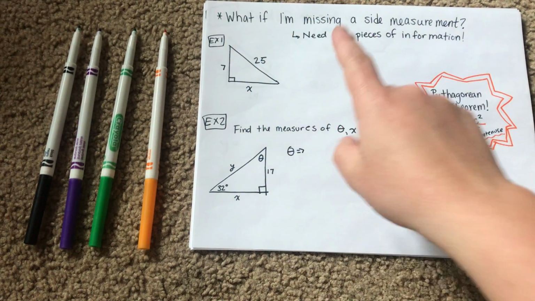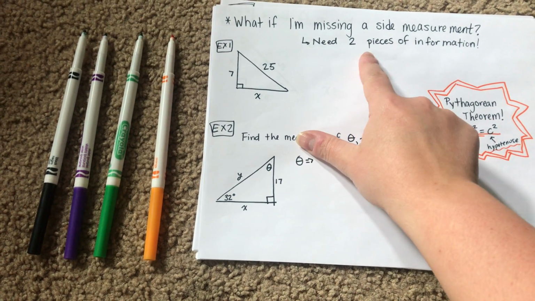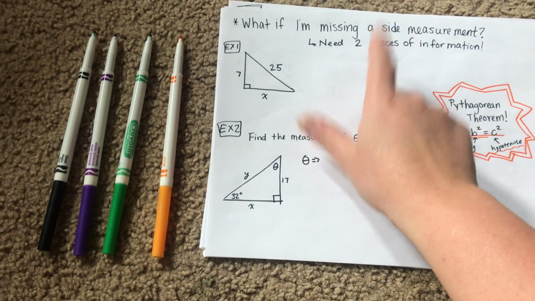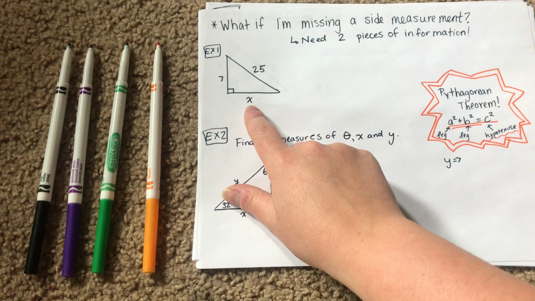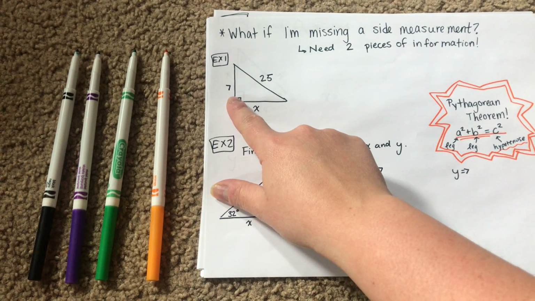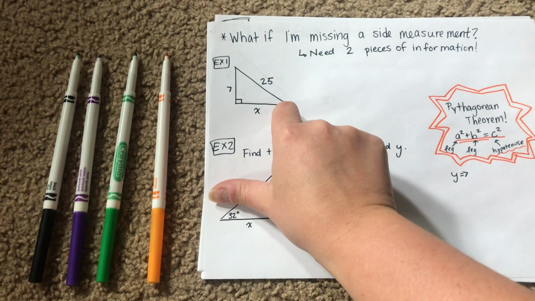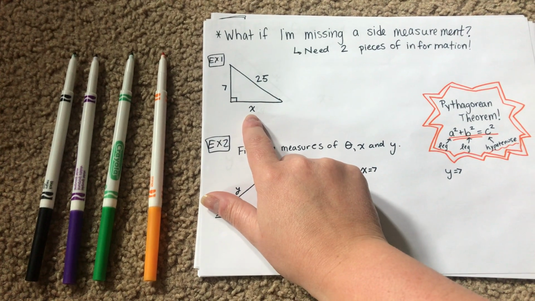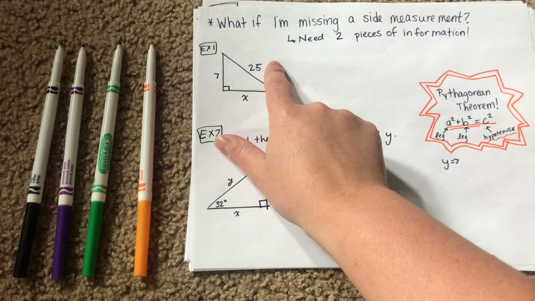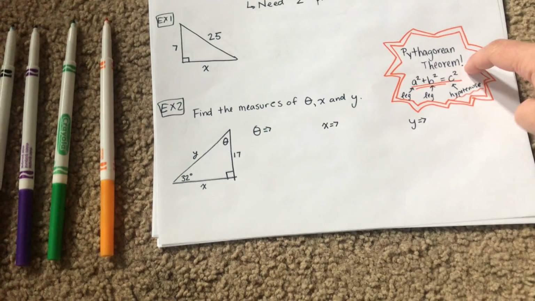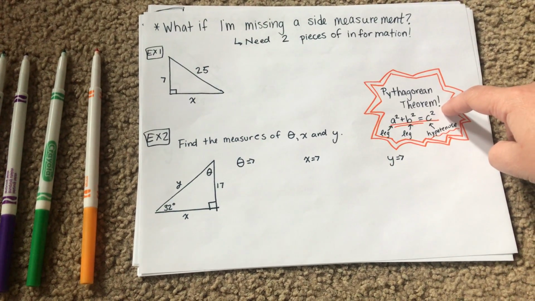Great question. The important thing to think about today is that you're always going to need two pieces of information and you'll always be able to solve for a third piece. So before, we would have something that looked like this example 1 here. We have 7, we know that's one of the legs, we have 25, that's our hypotenuse, and we're missing another side. So if you have two sides of a right triangle, you can always find the third using that Pythagorean theorem we've talked about a lot this year.